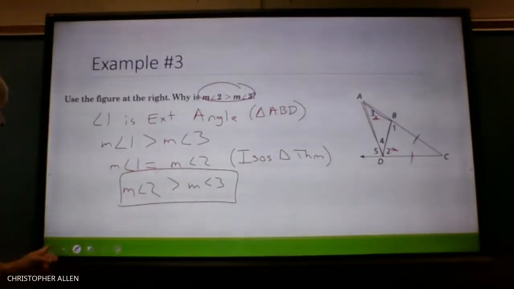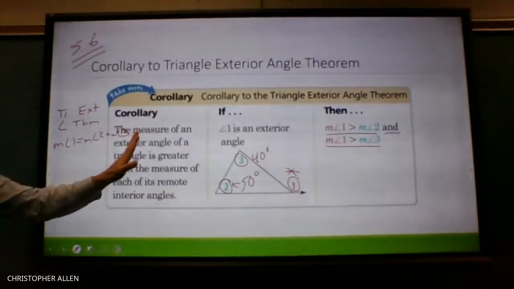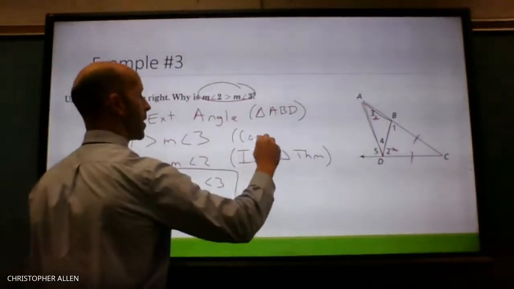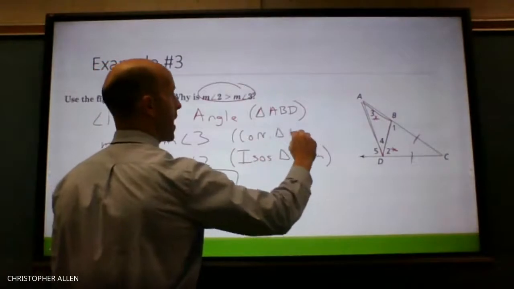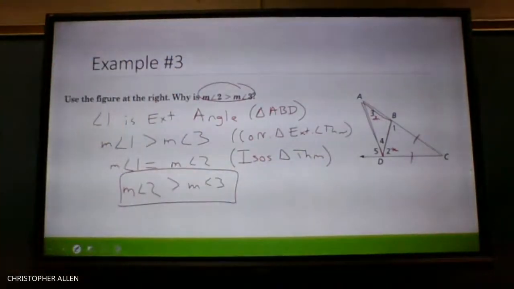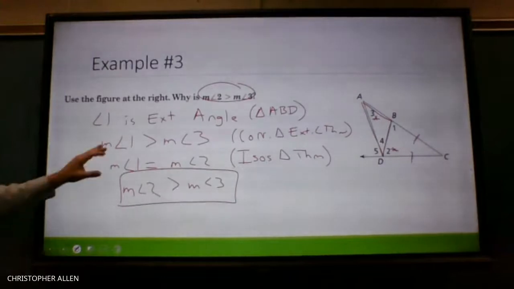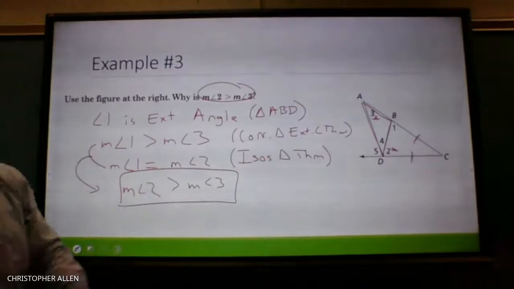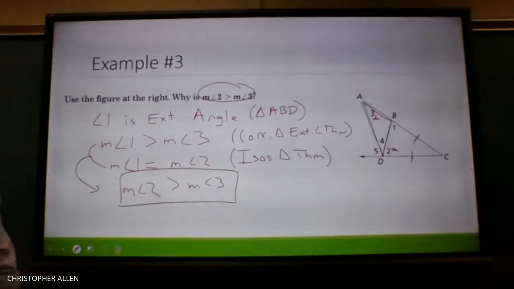Obviously, we just talked about this corollary to the triangle exterior angle theorem. Then we used the fact that angle 1 and angle 2 had to be equal in measure because of the isosceles triangle theorem. And then we can put these two things together to conclude that the measure of angle 2 is greater than the measure of angle 3. So why do they have to be greater? I've just provided the argument.